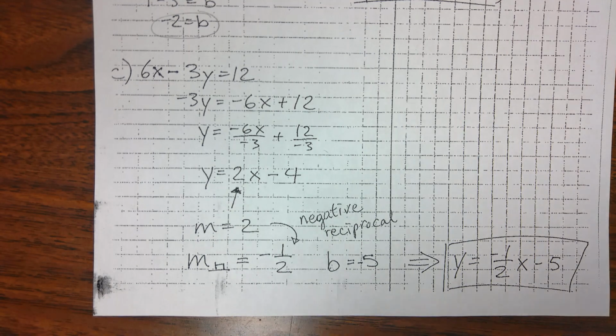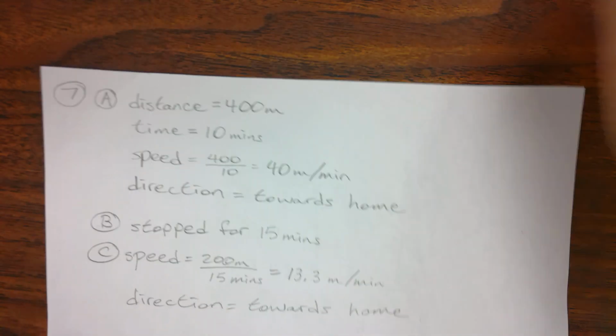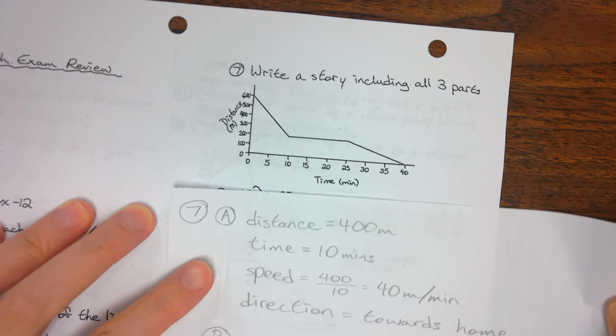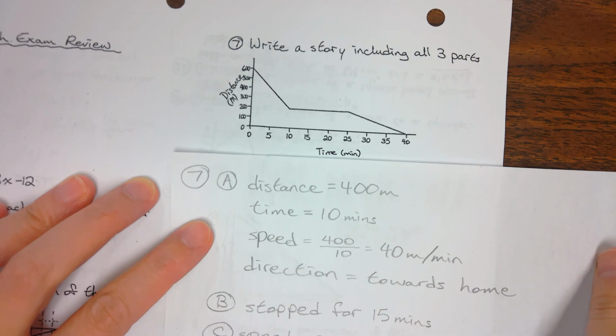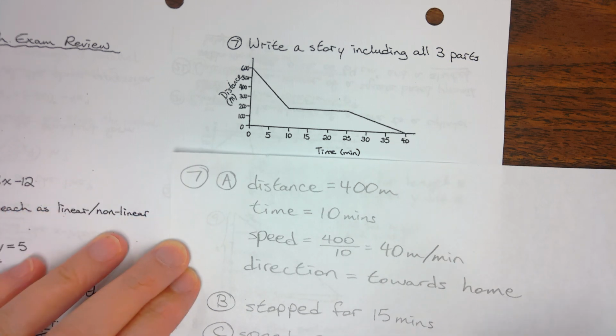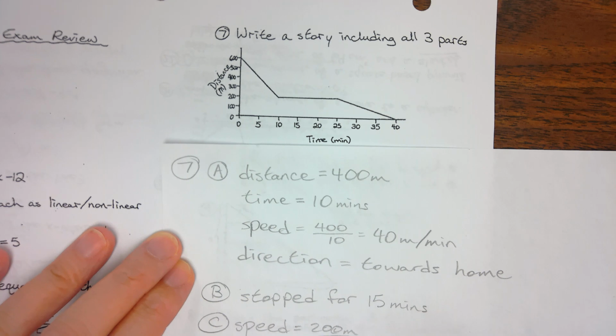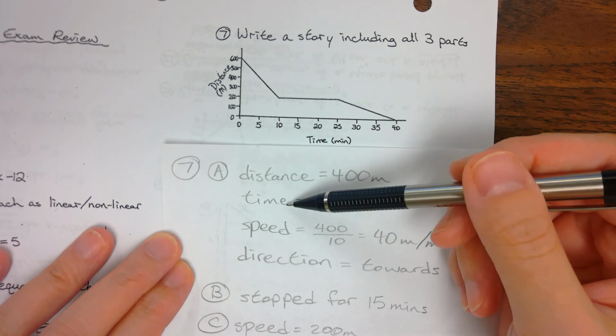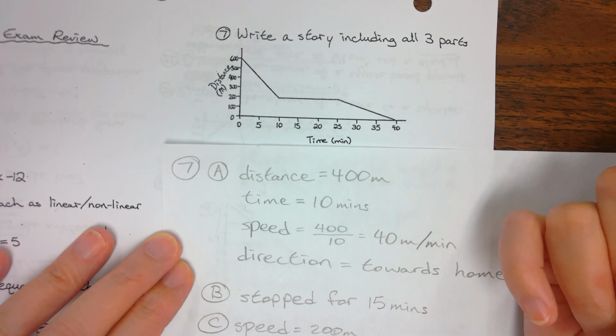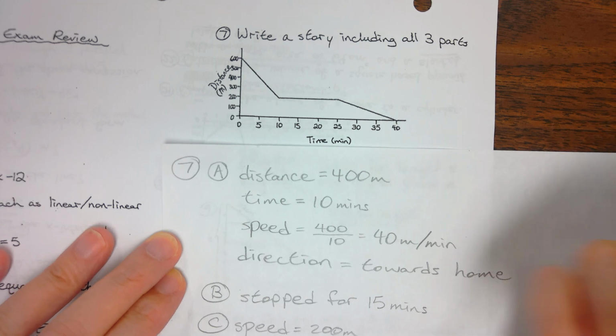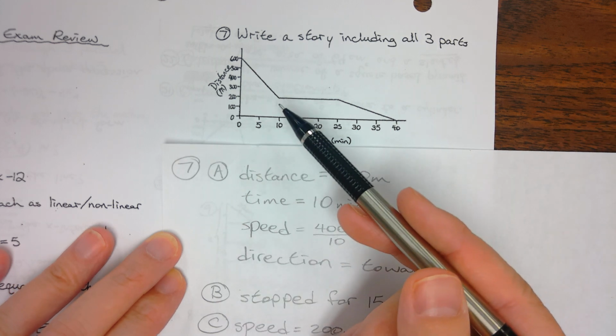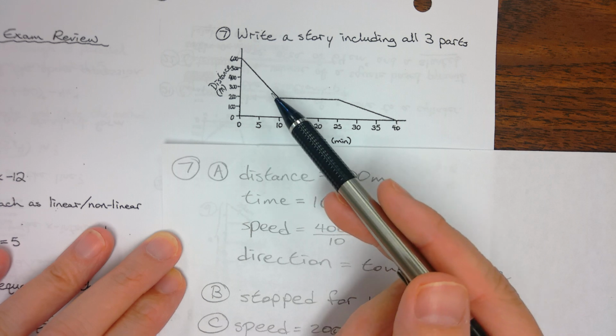Number 7, you're given a motion graph like this. Don't forget to include distance, time, and direction when you do a motion graph question. Distance divided by time is what? What's distance divided by time? Speed, right. So if you want to be lazy, you could just tell me the speed and direction.